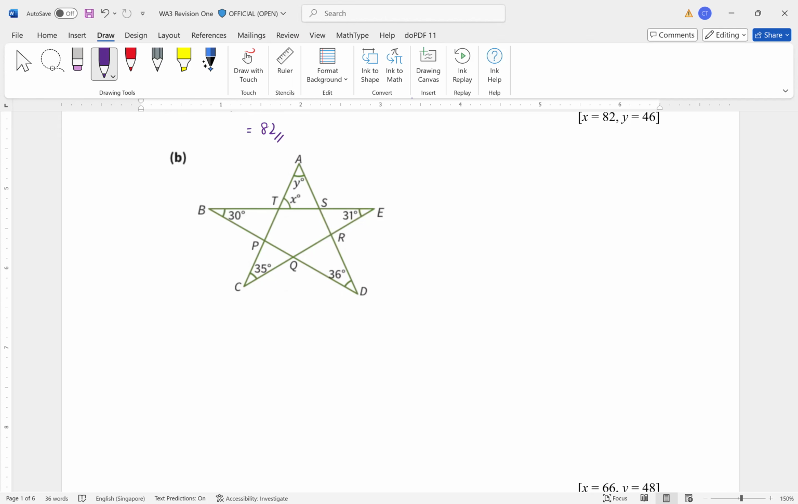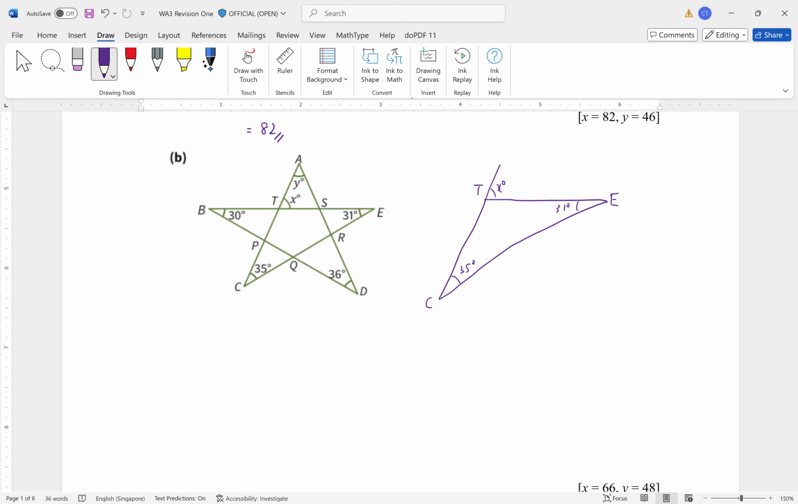So you should be able to find, right, triangle TEC over here. So if I draw it separately, it's going to be something like this. All right, triangle TEC. Okay, then you see X will be the exterior angle. And this one will be 31. And then this one will be 35. Right, so X is the exterior angle. It will be equals to 31 plus 35.